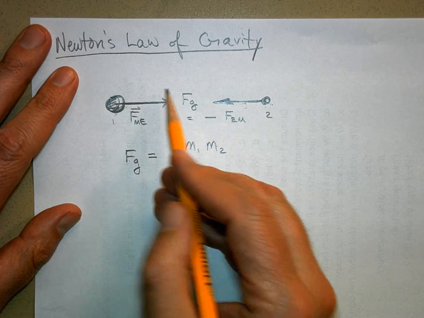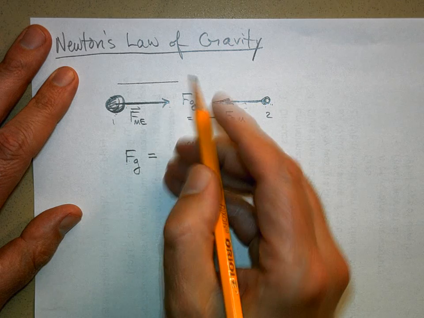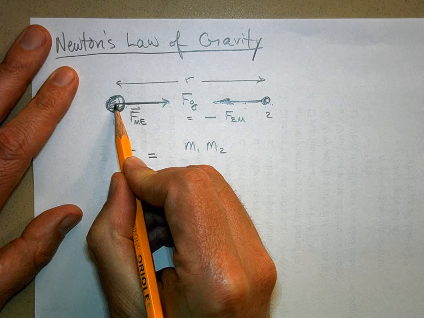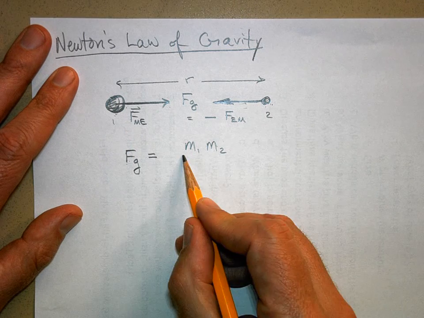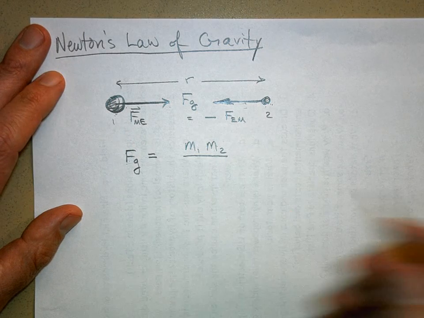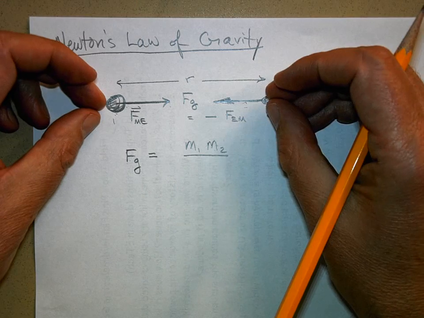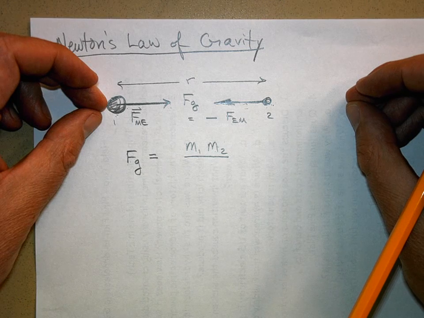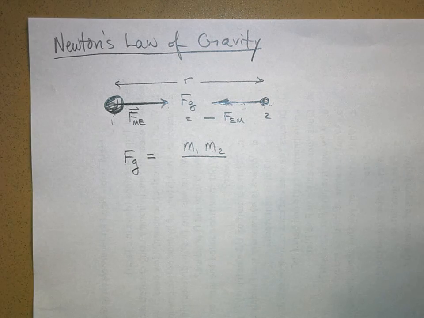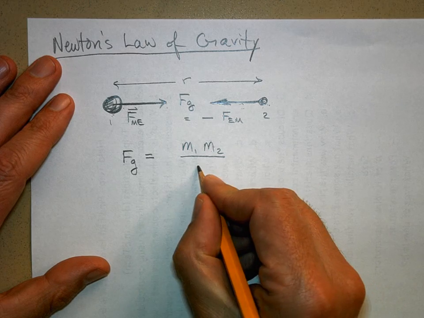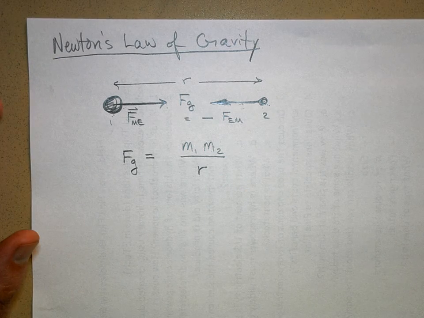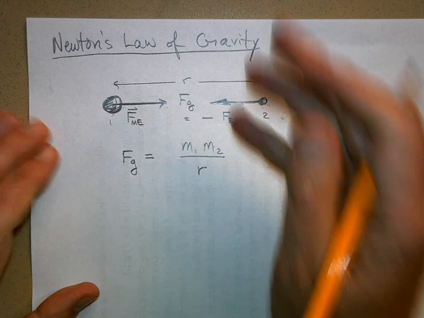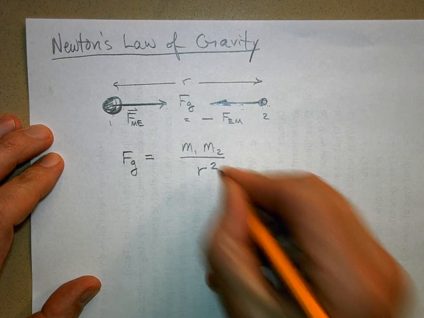And it also depends on how far apart these objects are. And we're going to call that R. R is the distance between the center of object 1 and the center of object 2. Now, one would think, and one would be correct, that as you make these objects farther and farther apart, the force of gravity would get weaker. And that's exactly what happens. It's inversely proportional to r. But wait, it's not just inversely proportional to r, it's inversely proportional to r squared.